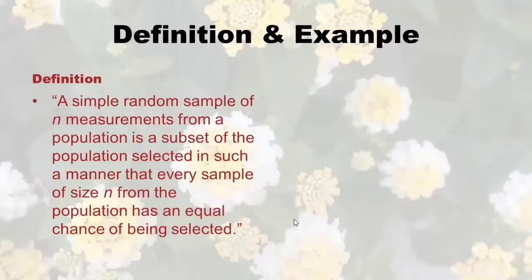So here's a definition. A simple random sample of n measurements from a population is a subset of the population selected in such a manner that every sample of size n from the population has an equal chance of being selected. Well, that's kind of complicated, but what it means is that if you use the proper approach for simple random sampling, whatever sample you get, you could have had just as easy a chance of getting another group of people from that population.